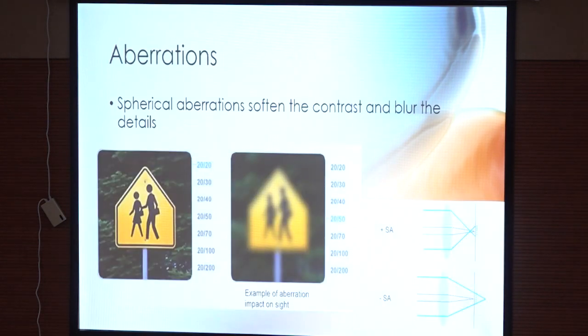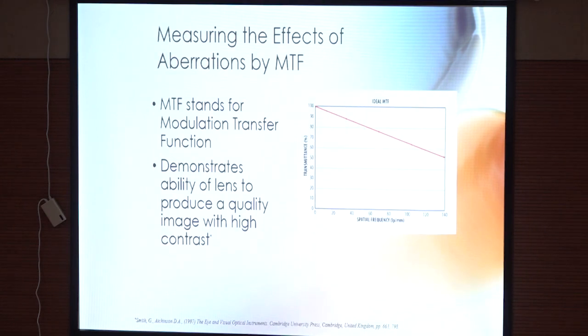So this is how a patient sees when there is a lot of spherical aberration. It softens the contrast and blurs the details. And how do we measure these aberrations? We measure it by the MTF, which is measured using the eye trace. So MTF is the modulation transfer function. It demonstrates the ability of the lens to produce a high quality image with high contrast.